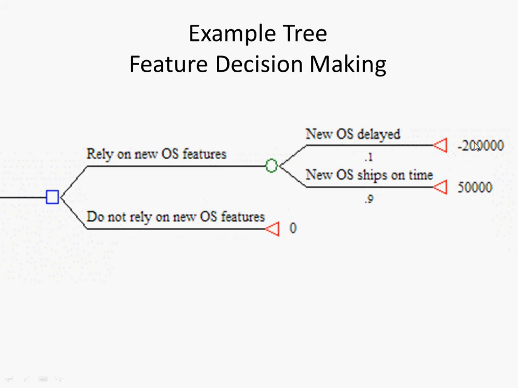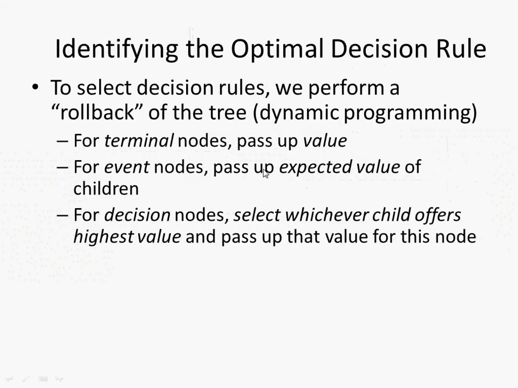So if we multiply this, the component of the expected value coming from this is minus 200,000 times 0.1, which is minus 20,000, right? Here, 0.9 times 50,000 is 45,000. So you add them together, 45,000 minus 20,000 from this is 25,000 expected value here. And for decision nodes, which is the remaining one, we're going to select whichever child offers the highest value.